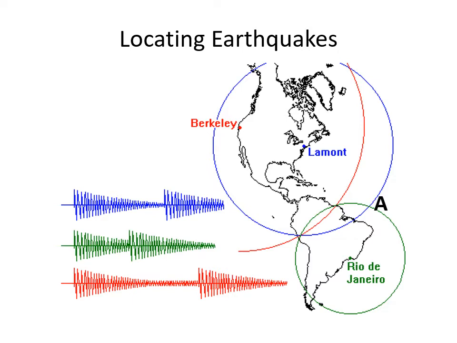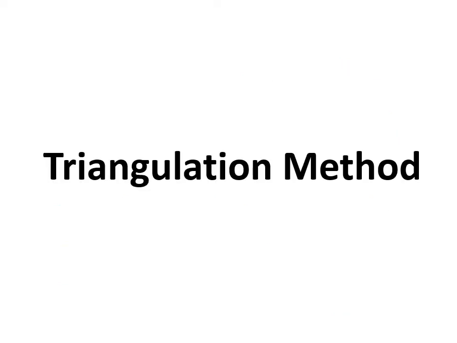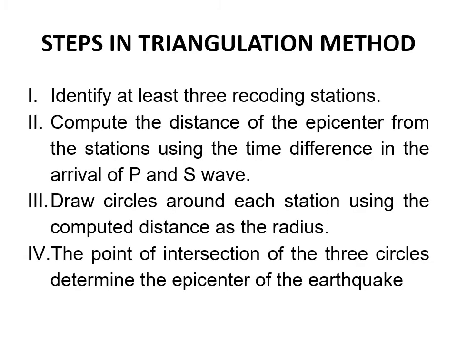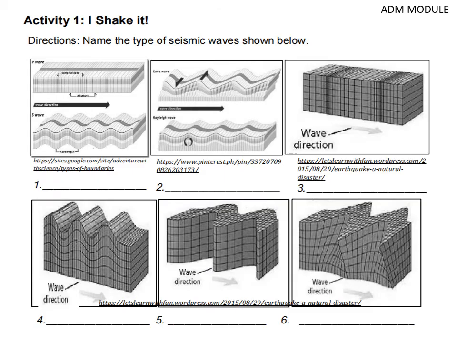So if we have A, B, or C, the correct answer will be C. That is what we call triangulation. In the triangulation method, we identify at least 3 recording stations, compute the distance of the epicenter from the stations using the time difference in arrival of P and S waves, draw circles around each station using the computed distance as the radius, and the point of intersection of the 3 circles determines the epicenter of the earthquake.